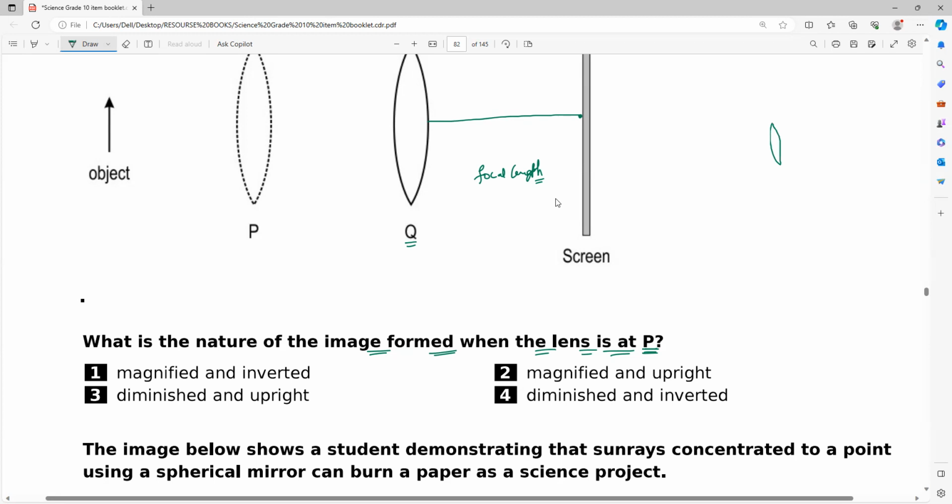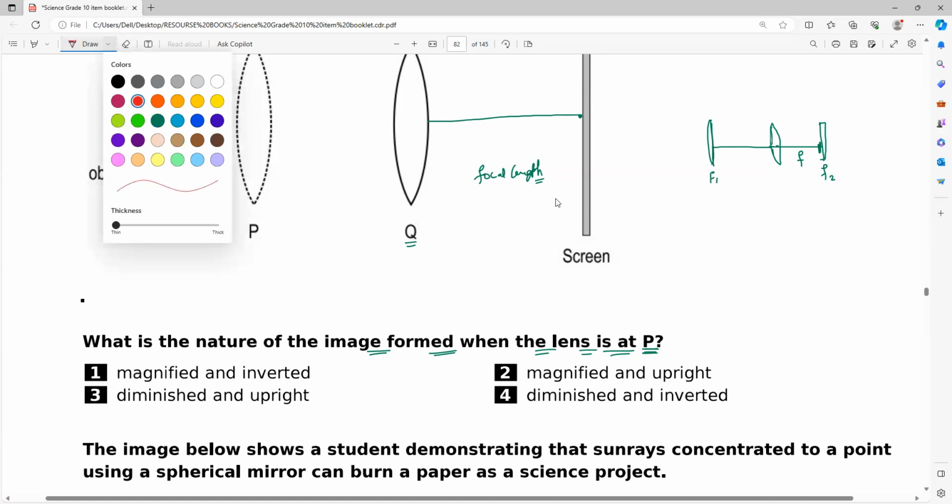We all know that if this is the screen, and this is the focal length, we will get the image in this range. On this side also the focal length is the same. Am I right? All of you, please respond. This is F2 and this is F1. Do you remember, Hari? All of you?